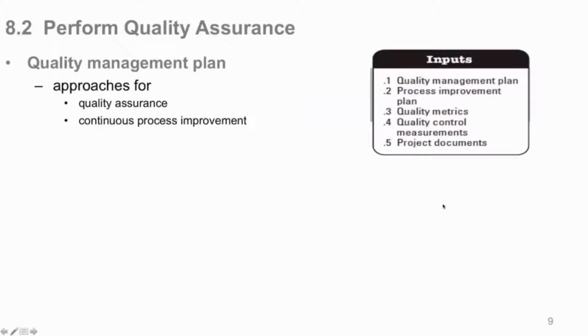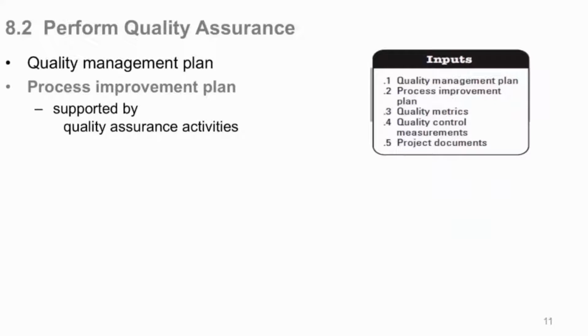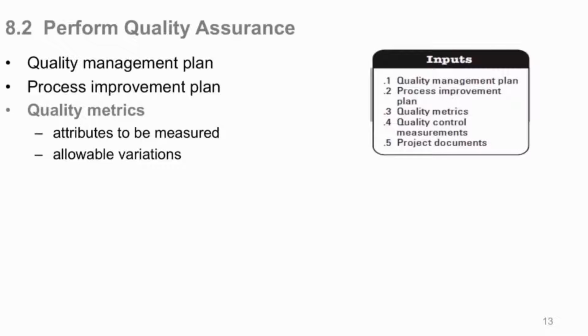So the input quality management plan is your approach for quality assurance and your quality process improvement. What's not shown here is that the actual metrics you measure against are in there, although they're broken out specifically coming up. Your process improvement plan is supported by your quality assurance activities here to update your plan. It'll be adjusted if needed and then re-input later. Quality metrics are the attributes you're going to measure, and the deviations that you're allowed, your tolerances, your grades, your quality, whatever it is. They're coming in, and they are part of your quality management plan.